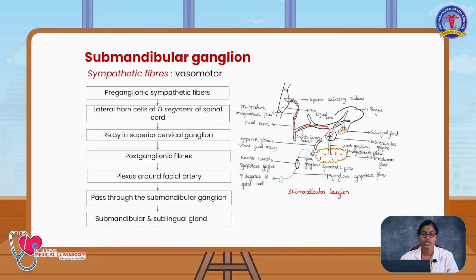Next is the sympathetic root. It is vasomotor in function. The preganglionic sympathetic fibers arise from the lateral horn of the T1 segment of the spinal cord and relay in the superior cervical ganglion. From the superior cervical ganglion, the postganglionic fibers emerge and form a plexus around the facial artery and eventually pass through the submandibular ganglion and supply the submandibular and the sublingual salivary gland.